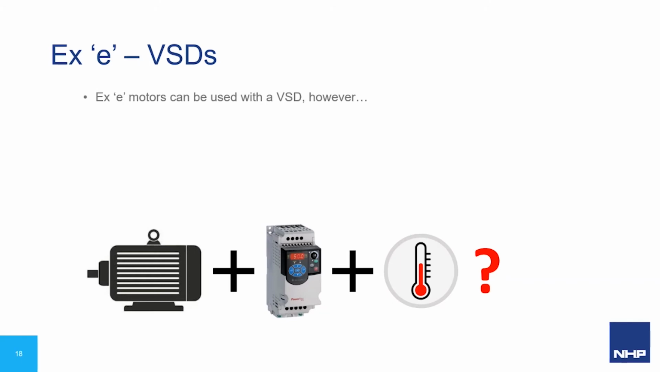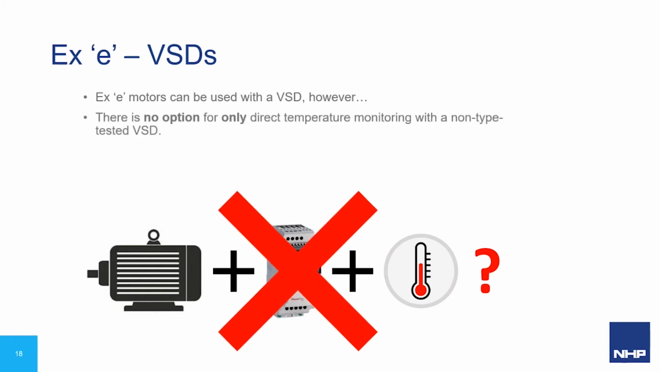So first, EXE motors can be used with the variable speed drive. However, there are a few differing points. First off, there is no option for only direct temperature monitoring with a non-type tested variable speed drive. So where previously in the case of EXD, T, or N, you could use a non-type tested variable speed drive, provided you were directly monitoring the temperature of the motor, that can't be done in this case.